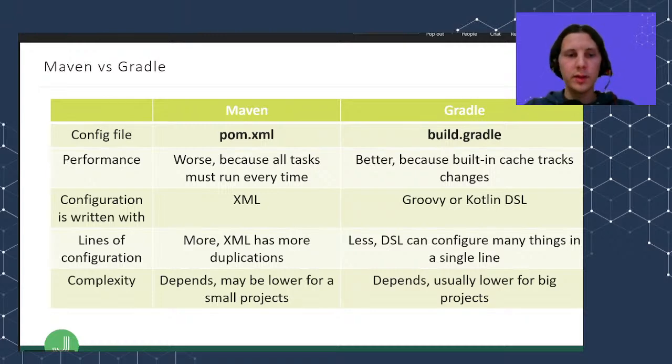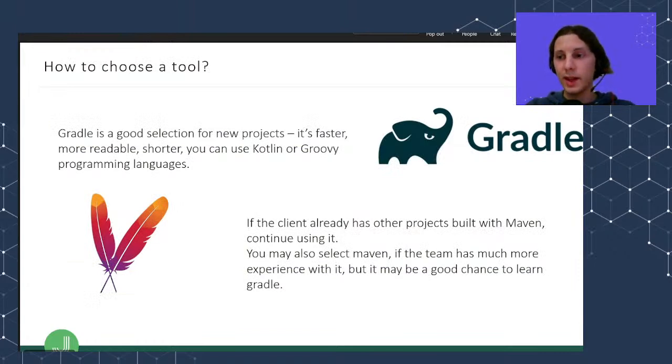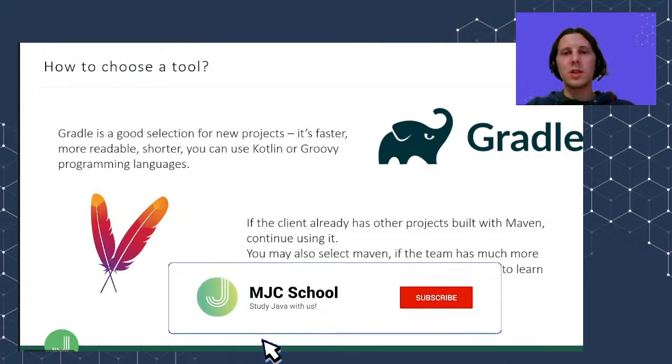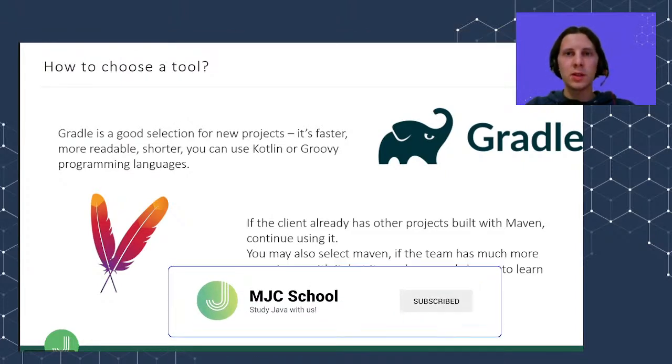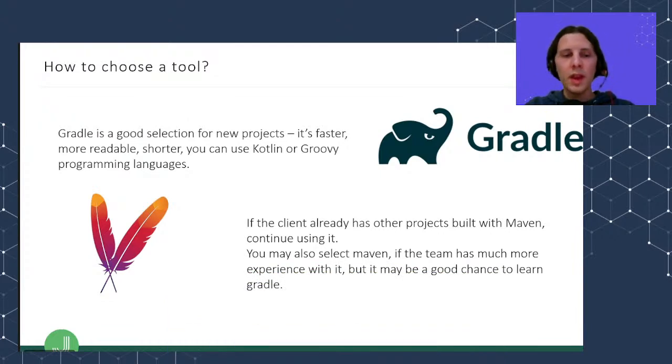Okay, and the last question, the last slide that I have, so you have time to ask questions in chat. How to choose a tool? The answer may be different depending on the person who answers. My answer is the following. Gradle is a good selection for new projects. It's faster, more readable, shorter. You can use Kotlin and Groovy programming languages. It should be easier to create custom plugins and so on and so forth.